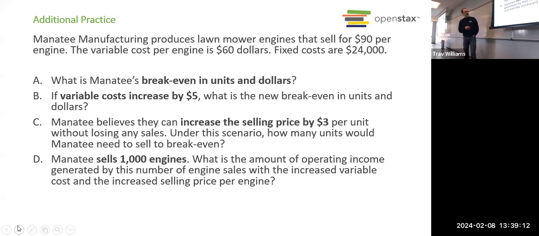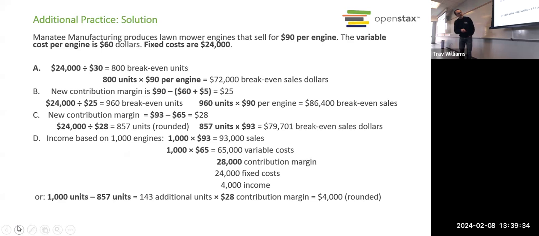Okay. And then if they sell 1,000 units, how much profit are they going to generate? Did anybody get that far? This is based on $93 sales price and $65 variable cost. You got 28,000? Okay. Anyone else get an answer? We got 4,000. So it's 28,000 contribution margin, take out the fixed costs, and we get a $4,000 net income.